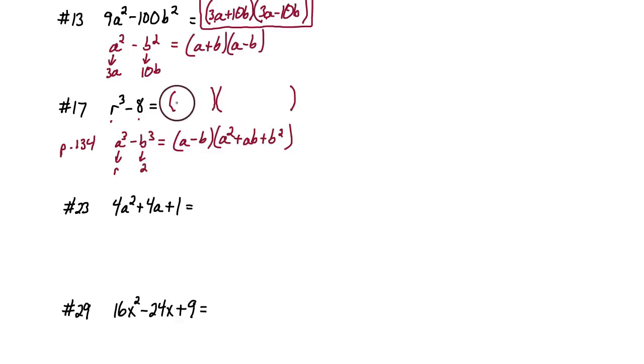The letter A is an R in our question. Then there's a minus sign. The letter B is a 2 in our question. Over here it says A squared. That would be an R squared. Then there's a plus sign. Now A times B. In our question, that's R times 2, which makes a 2R. Then there's a plus sign. And then it says B squared. In our question, that's 2 squared, which is a 4.